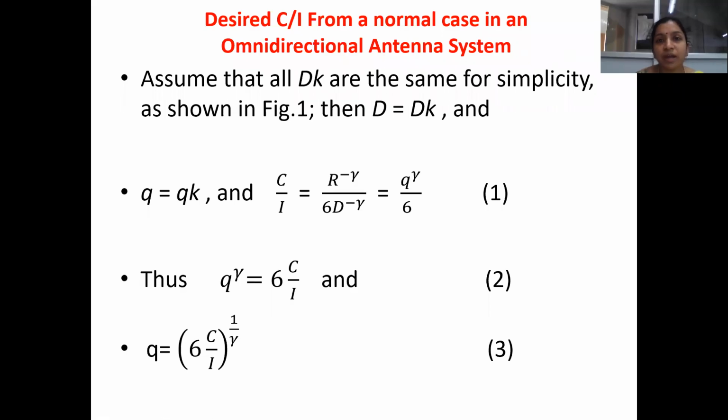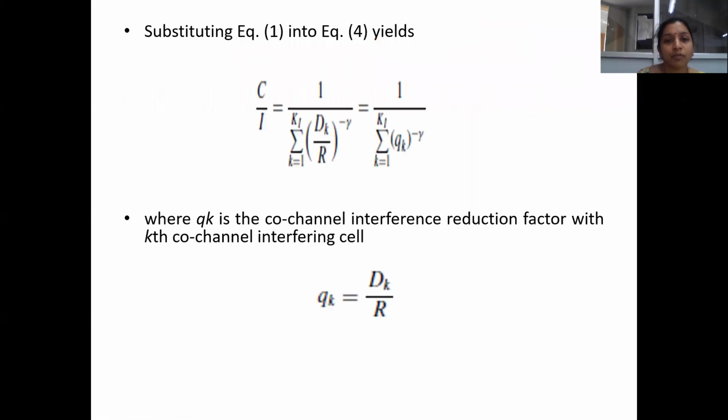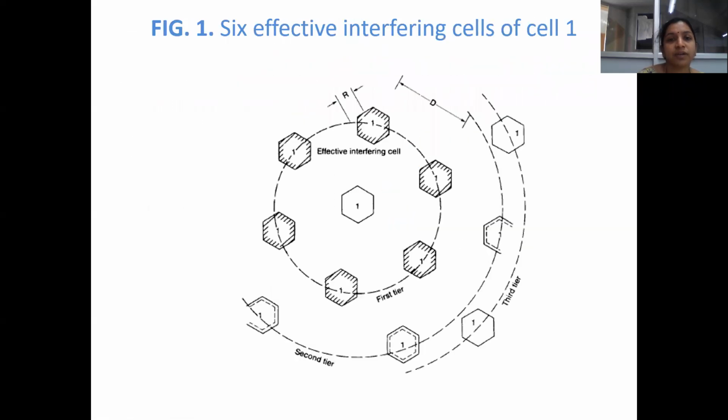In the previous lecture, we discussed the co-channel interference reduction factor. We have derived the formula as Dk by R, where Dk is the distance of the co-channel cells which come under the first tier. We have seen in this figure that this is the first tier for cell 1.